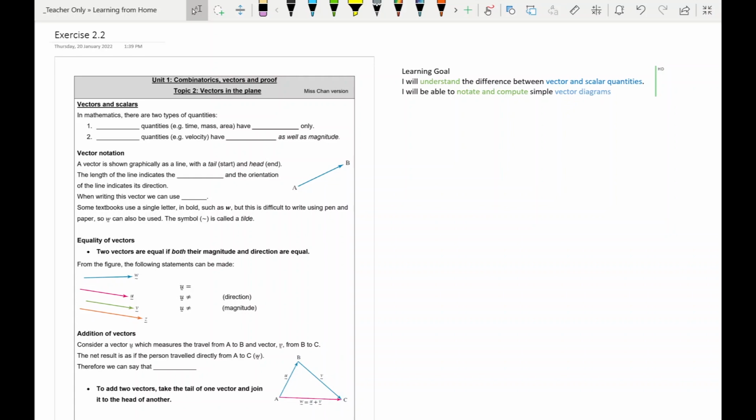So we can see in that first goal, we've got the cognitive verb understand in green there. We want to make sure that we know exactly what's going on there. And then in the second one, we've got, well, they're not really cognitive verbs, but they're more actions that we're going to be doing, notating and computing simple vector diagrams. So hopefully by the end of this video, we understand those blue terms and are able to achieve those green terms.